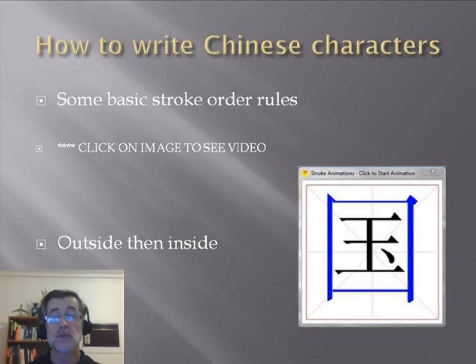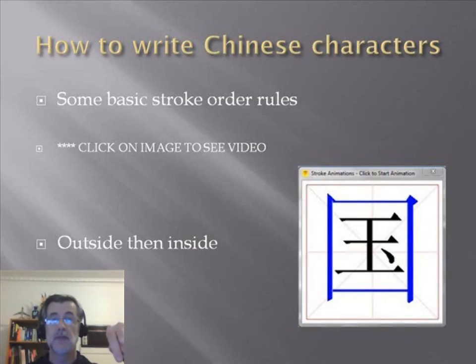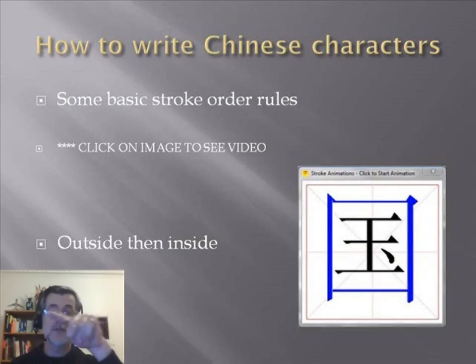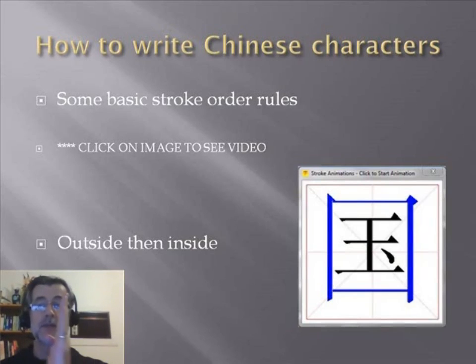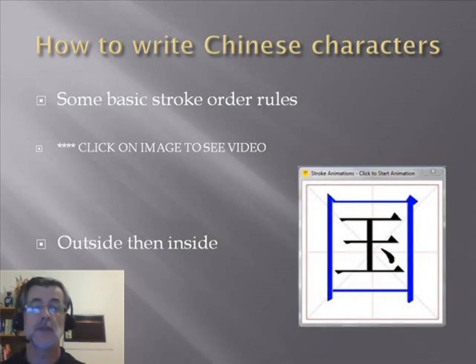The character guo is also good because it also demonstrates a combination of a couple of rules. So outside, and then when you go inside, it's top to bottom, and then it's left to right, and then close at the bottom. Have a look at the video and then pop back here and we'll continue on.